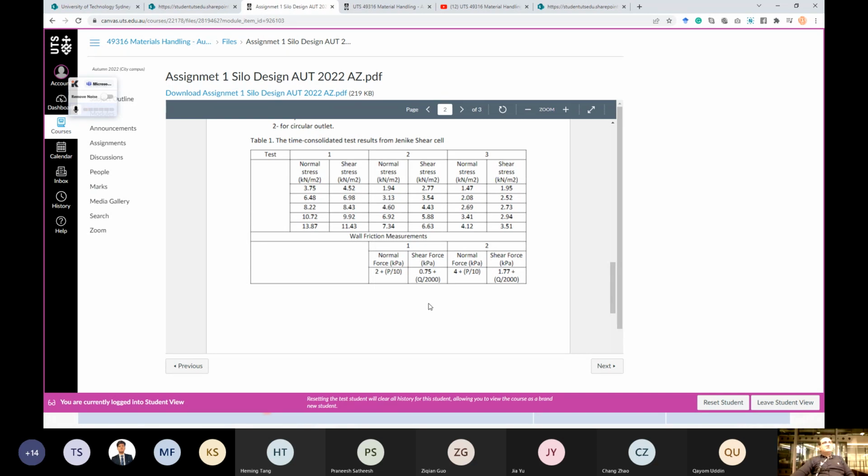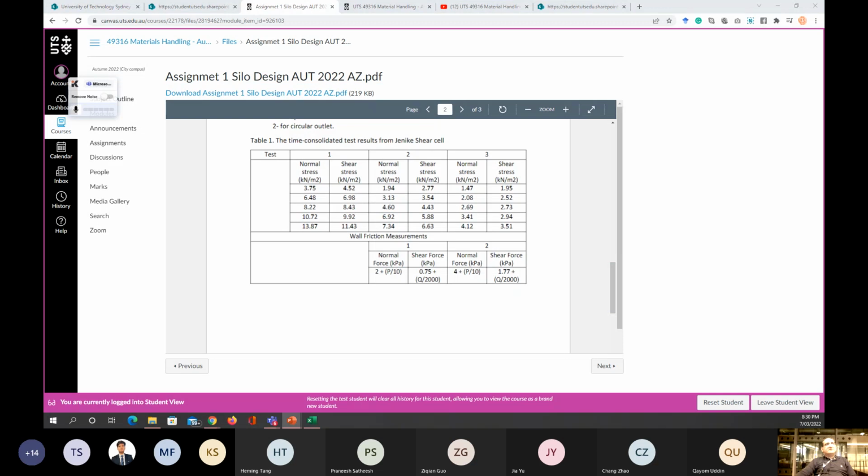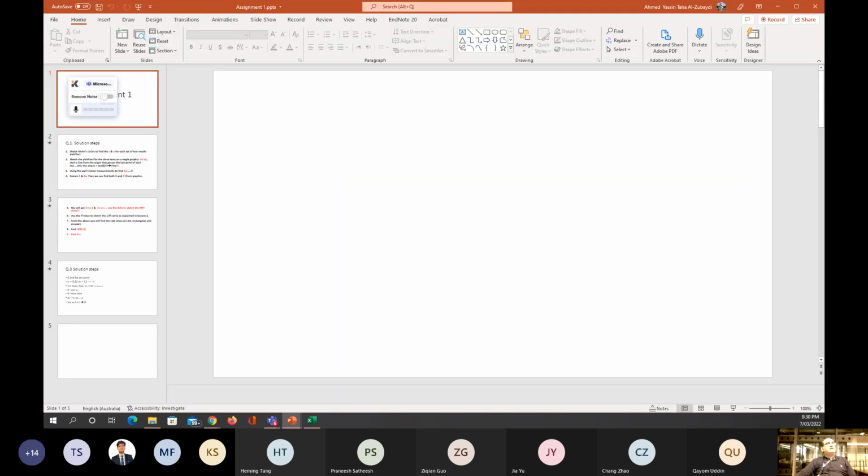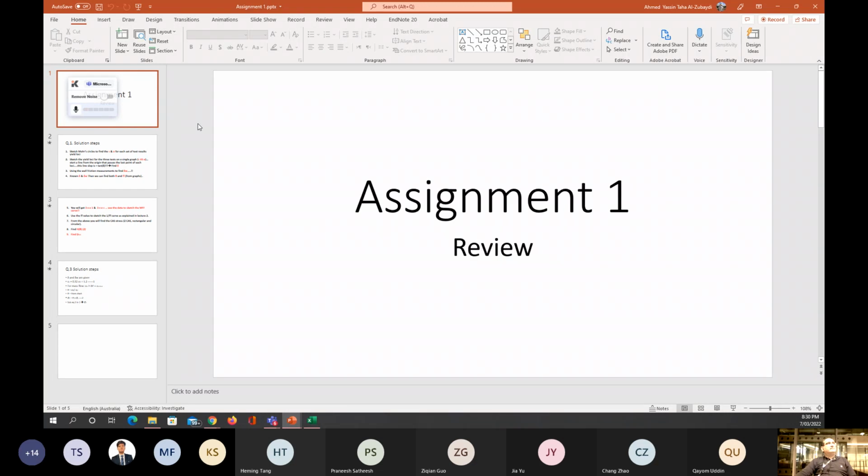So the steps of the solution are going to be simply described in this short PowerPoint I'm going to share with you now, because I need to close the first one. Sorry. Okay, so we're going to start showing this one.